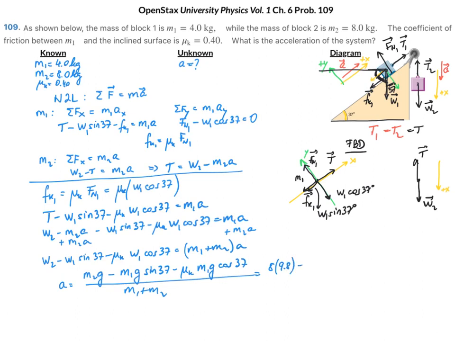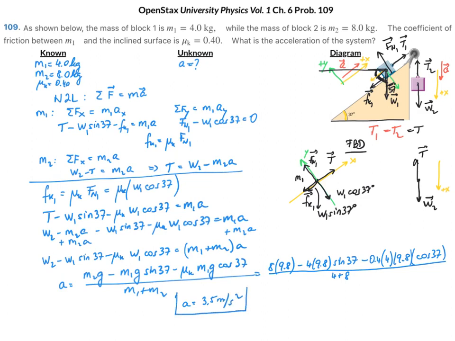So it's 8 times 9.8 minus m1. So that's 4 times 9.8 times sine 37 minus mu k, 0.4 times m1, 4 times 9.8 times cosine 37 divided by m1 plus m2. So that is 4 plus 8. And when we plug in those numbers in our calculator, we end up with 3.5 meters per second squared.